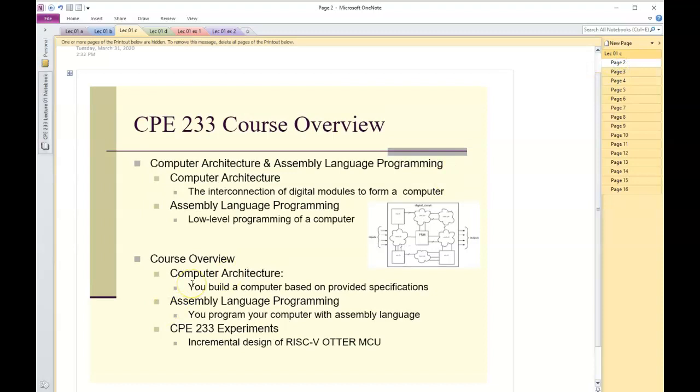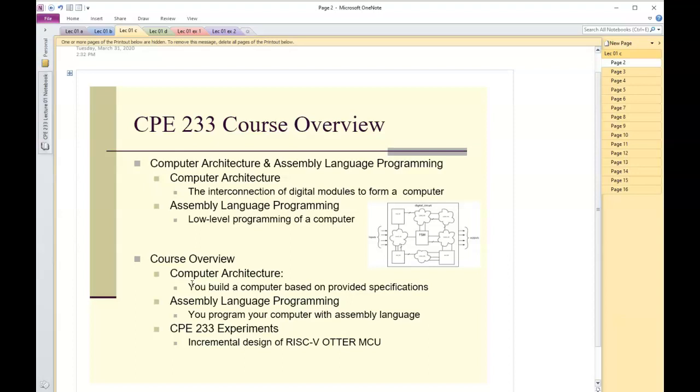Okay, so the course itself, the title is Computer Architecture and Assembly Language Programming. Essentially, computer architecture is just the study of the modules that make up a computer and how they talk with each other. Not a super big deal. You know all these modules already except for memory, and that's today's topic. Also, assembly language programming. It's low-level programming.